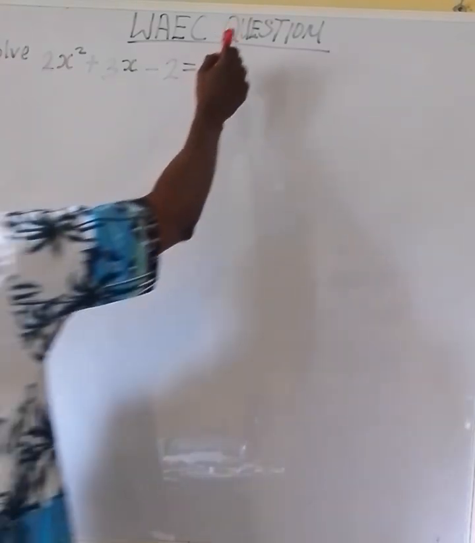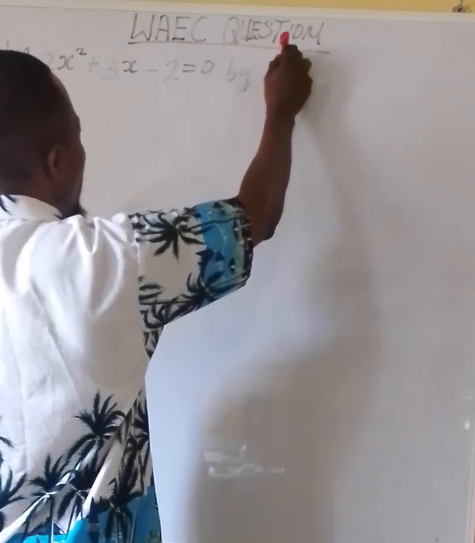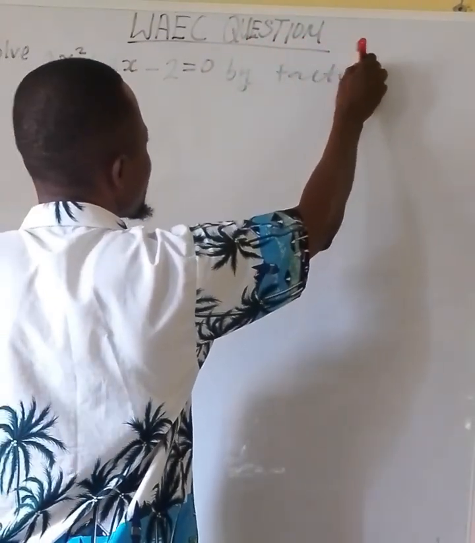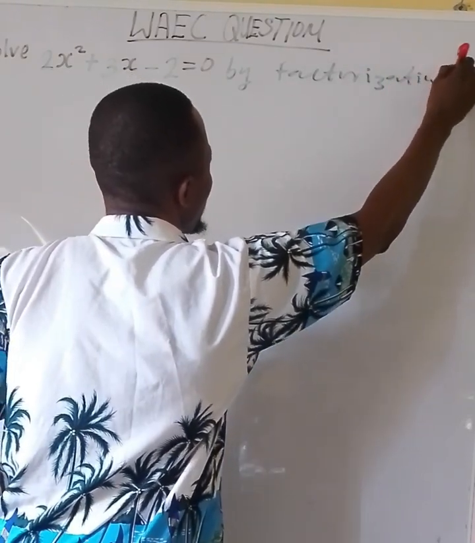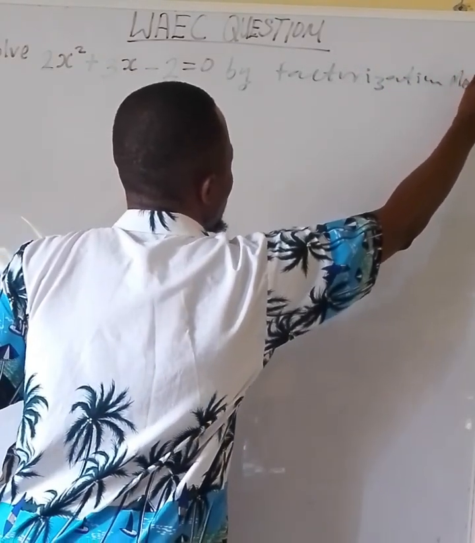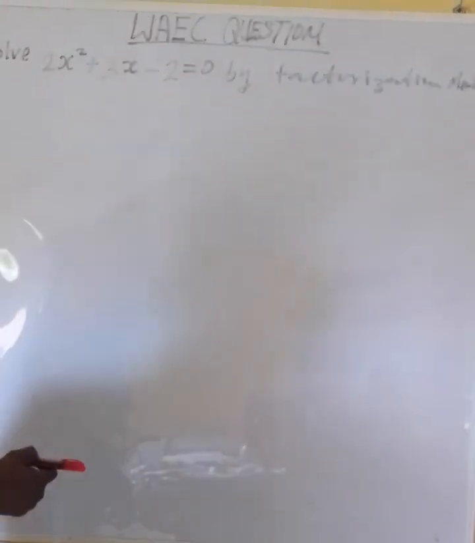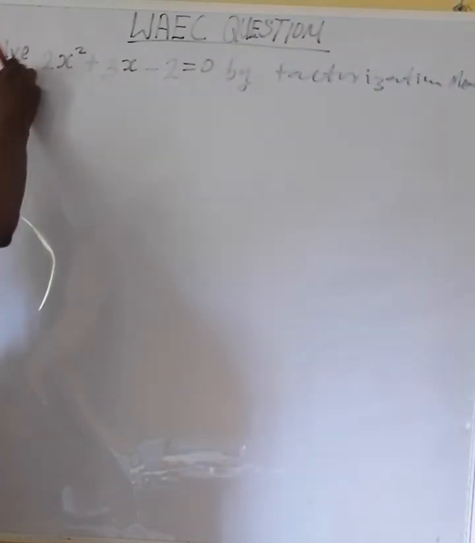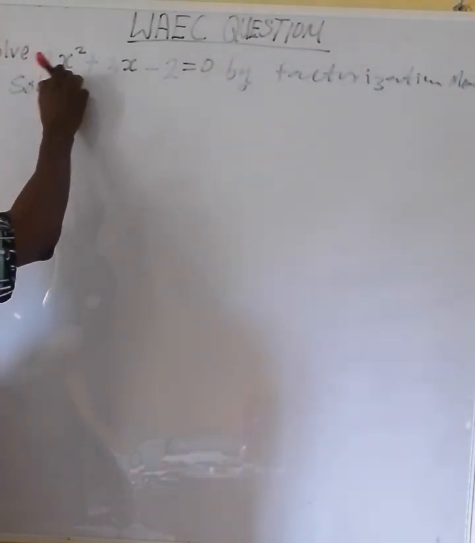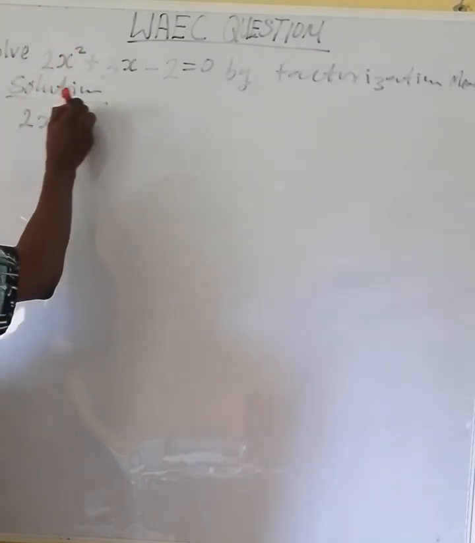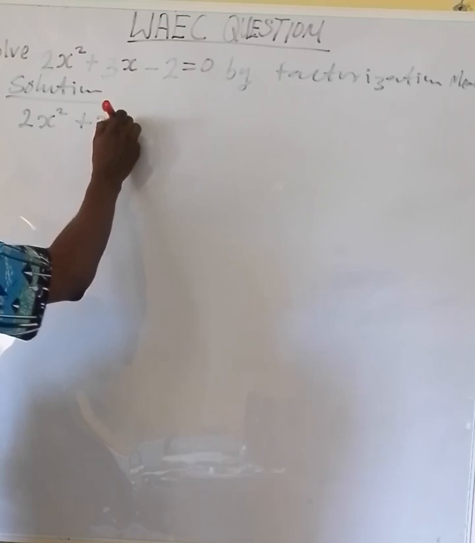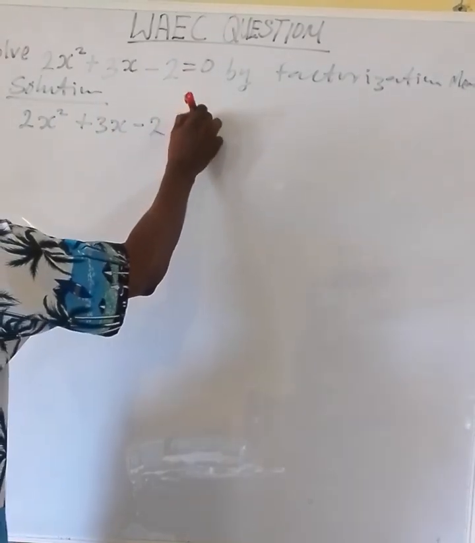So now let's continue. The first one now is by the factorization method. When you want to use the factorization method, the solution: 2x squared plus 3x minus 2 equals 0.